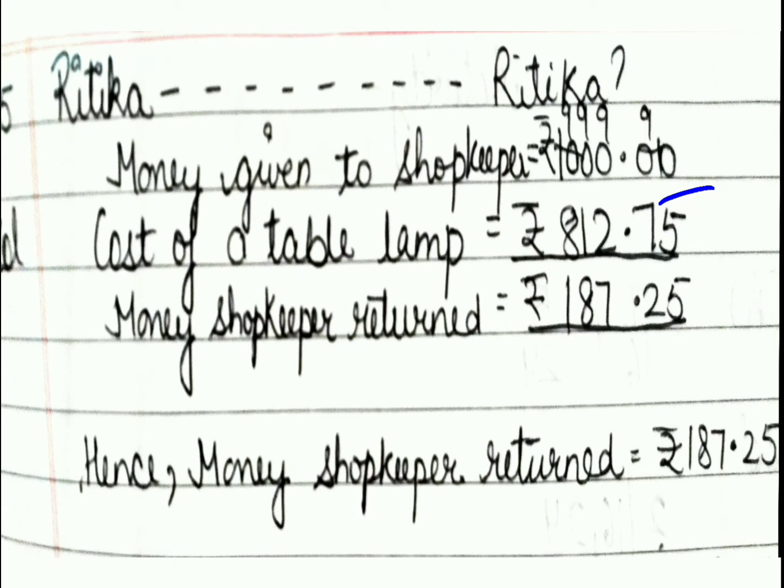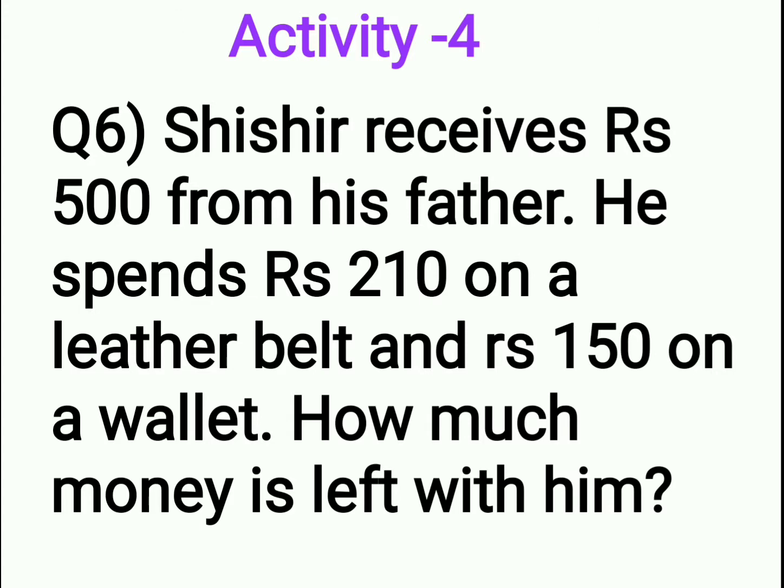And at the end what is left? 1, because 9 minus 8 is 1. Clear? So the answer will be 187. So you write, hence money the shopkeeper returns is rupees 187.25. Clear? Now we do question number 6.